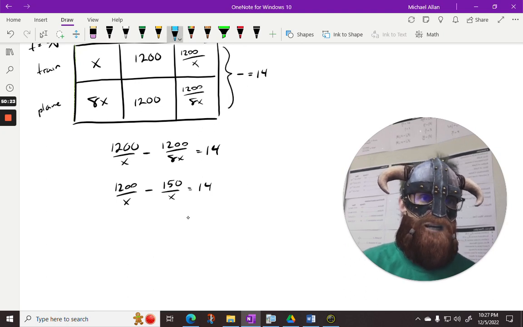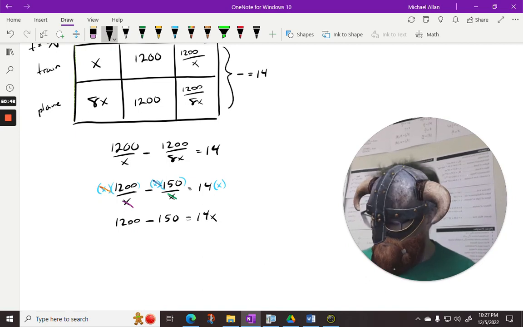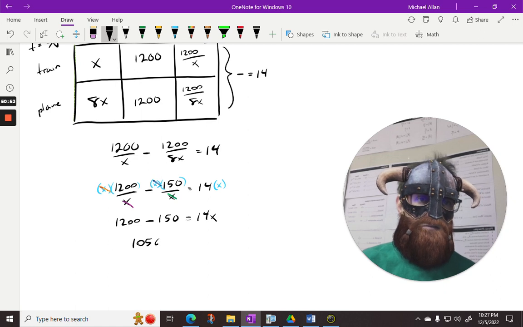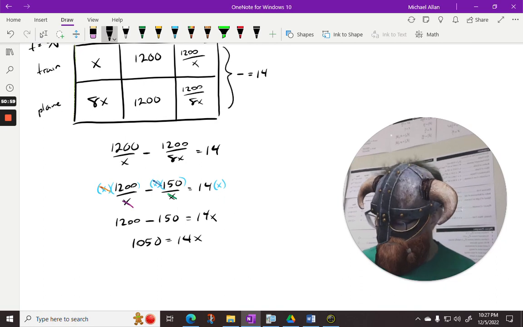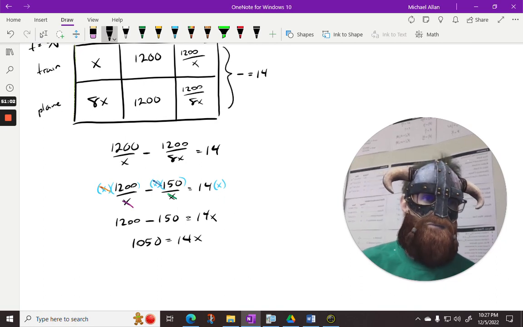But I still have to solve for x, so I'm going to multiply everything by x here. I'm going to multiply this by x, this one by x, and this one by x. By multiplying by x, the x's cancel out on this side, and I'm left with 1200 minus 150 is equal to 14x. That's a simple question. 1200 minus the 150, I'm going to get 1050 is equal to 14x here. And I'm going to just divide by 14. So 75.